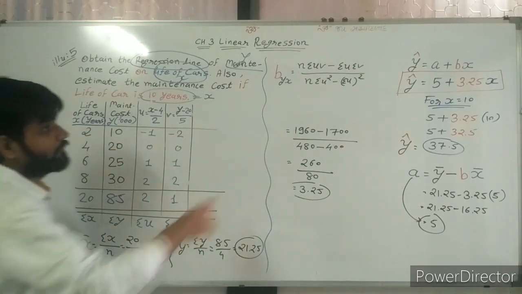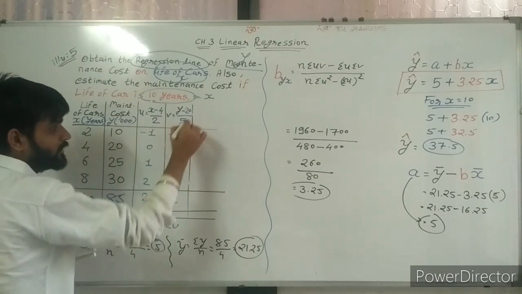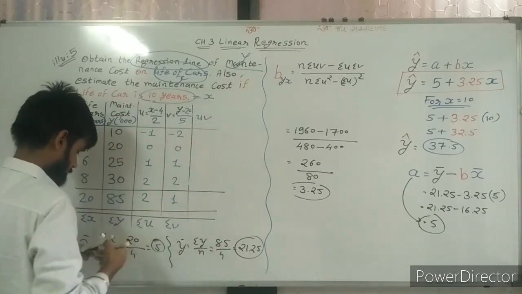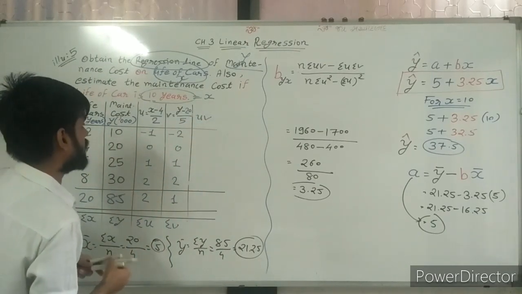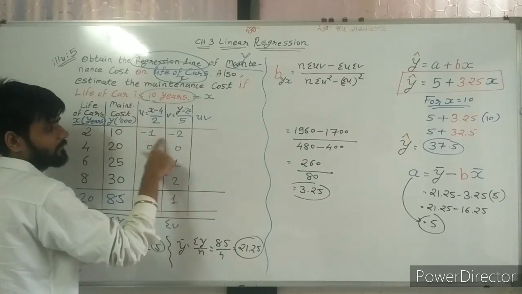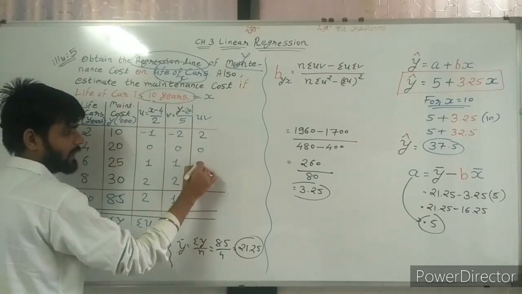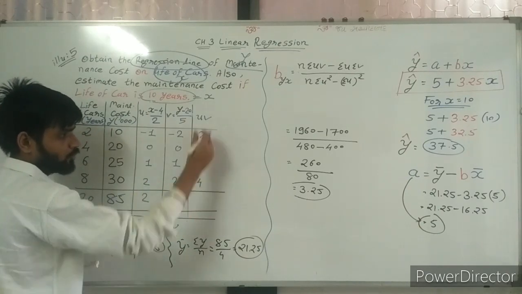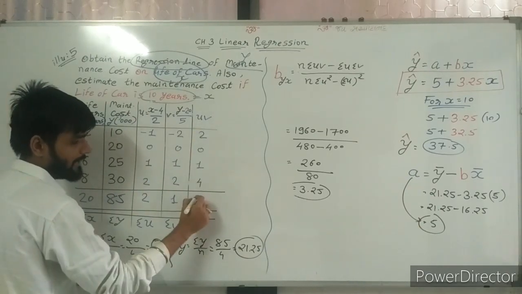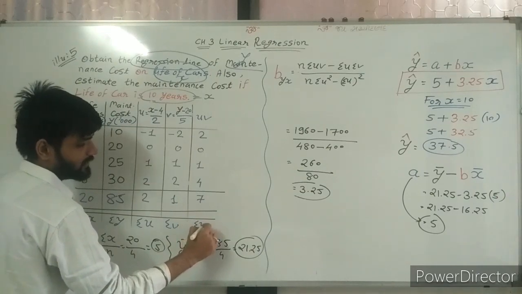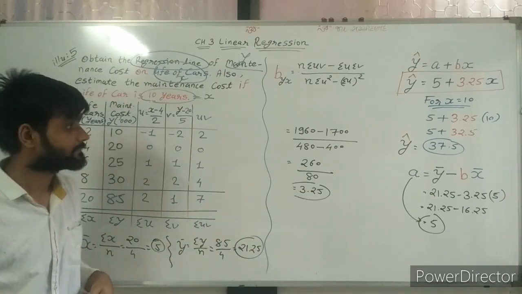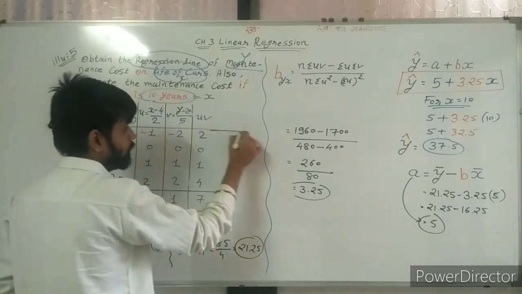Now we need uv also. So find uv. Sir, multiplication of this: u into v. 2 into 1 is 2, plus 2 into 0 is 0, plus 1 is 4. Total of this: 4 plus 1 is 5, 5 plus 2 is 7. So 7 is sigma uv.